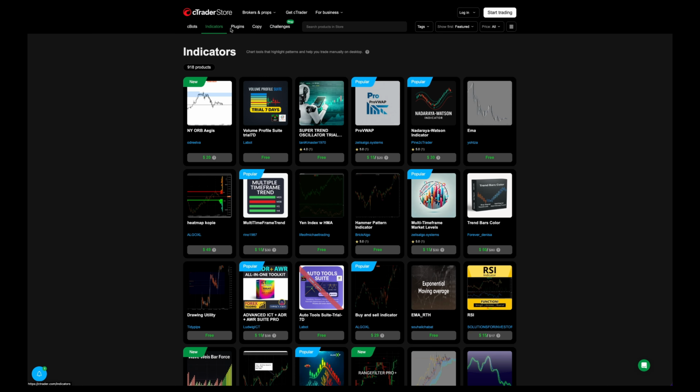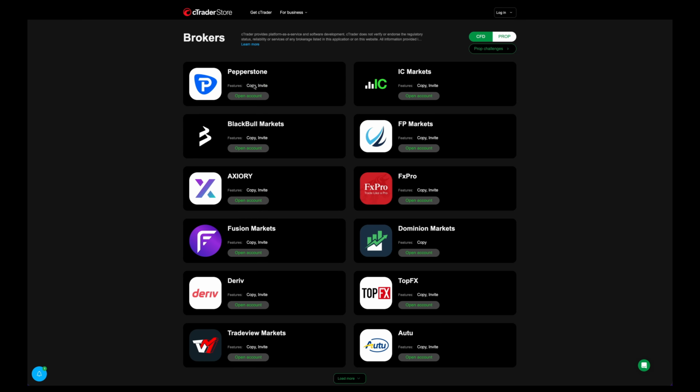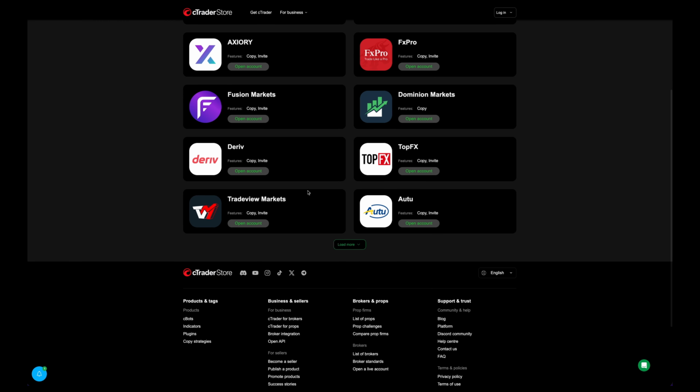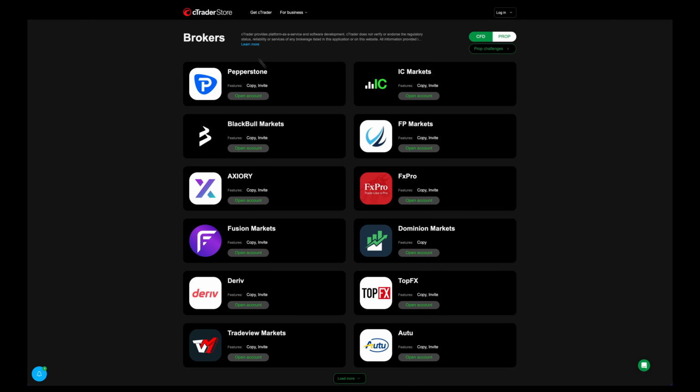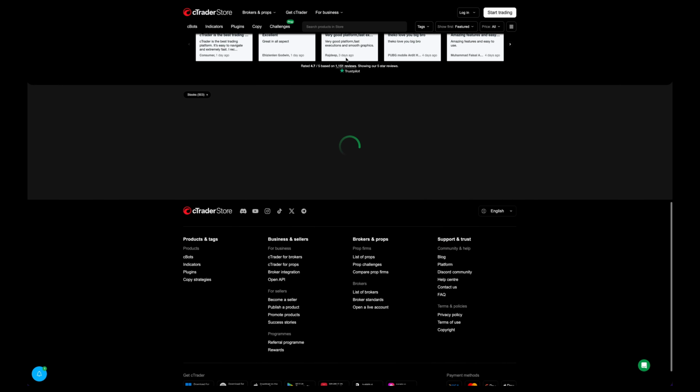So we have indicators, we have plugins, then we have brokers here. So as you can see here, we can open accounts on different brokers, and on cTrader we can buy bots, indicators, plugins based on which market you want to trade.